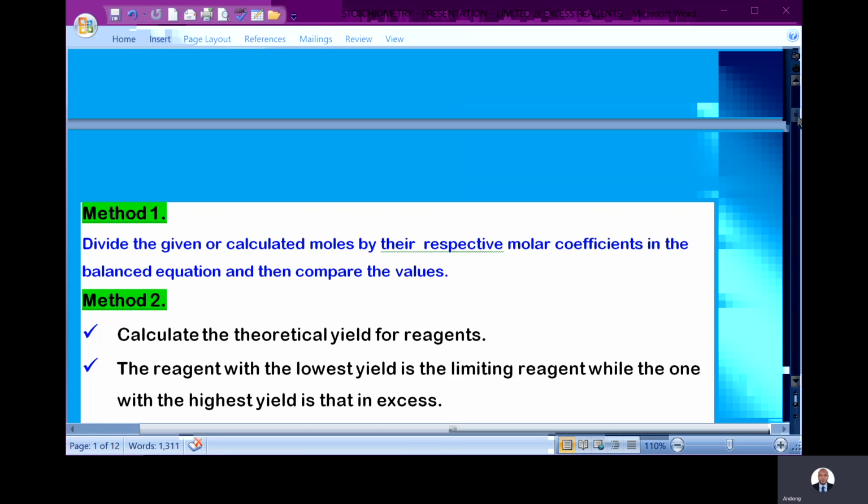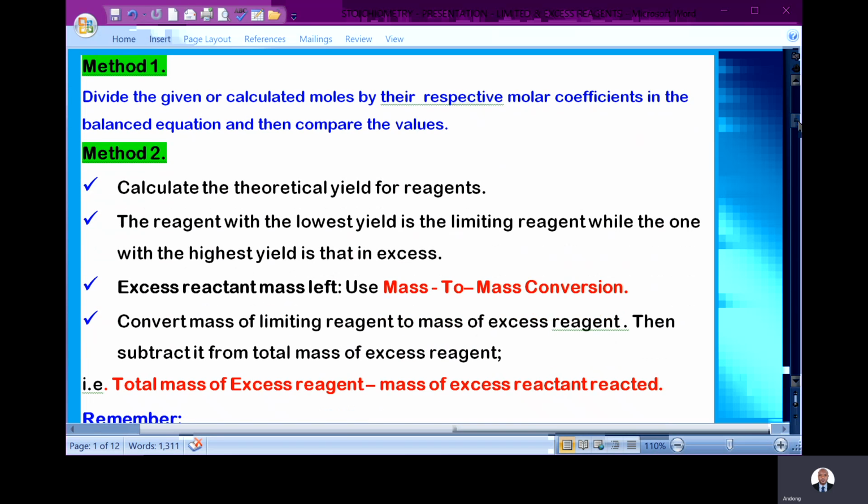When you convert them into their various moles, you now divide their various moles by their molar coefficients, the coefficients in a balanced equation. In that balanced equation, there are some reacting moles. You now divide the given moles by their reacting moles. That's what we call the molar coefficient. When you divide them, the one that has a higher value will be the one in excess, and the one that has a lower value will be the limiting reagent.